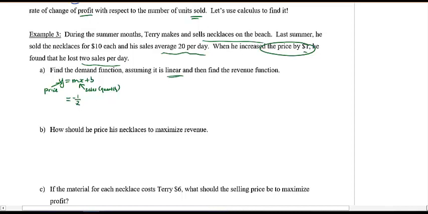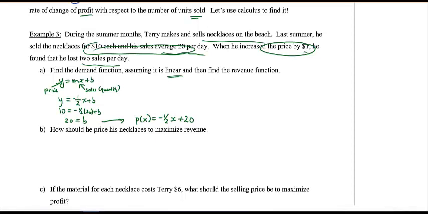And then we're going to multiply that by x, and then plus b. We do have some initial value here, $10 at 20 per day. So 10 equals negative 1/2 times 20 plus b. So I think b equals 20, right? Half times 20 is 10. Move to the other side, 10 plus 10 is 20. Good. So therefore my price function is equal to negative 1/2 x plus 20.